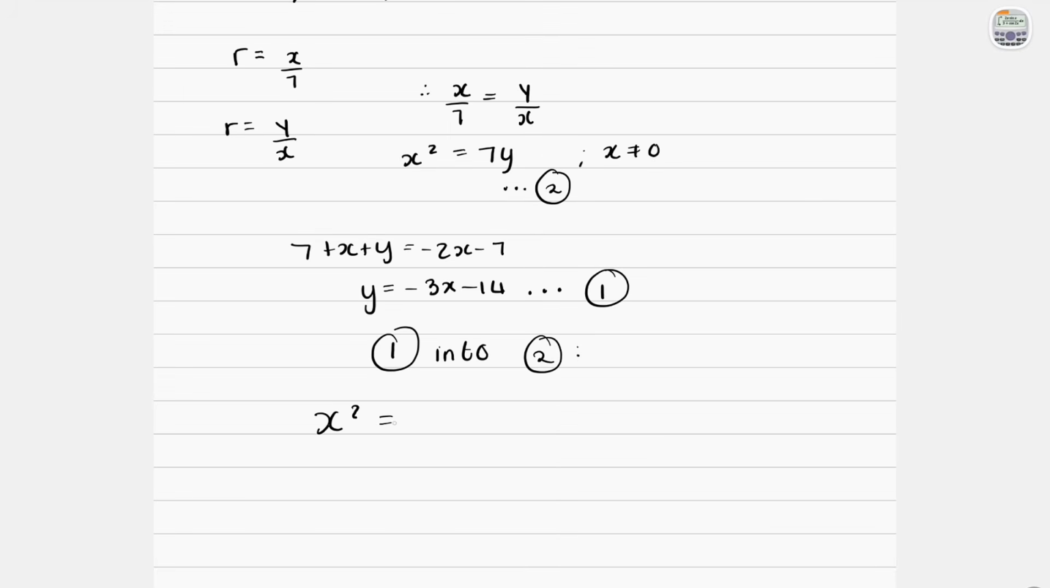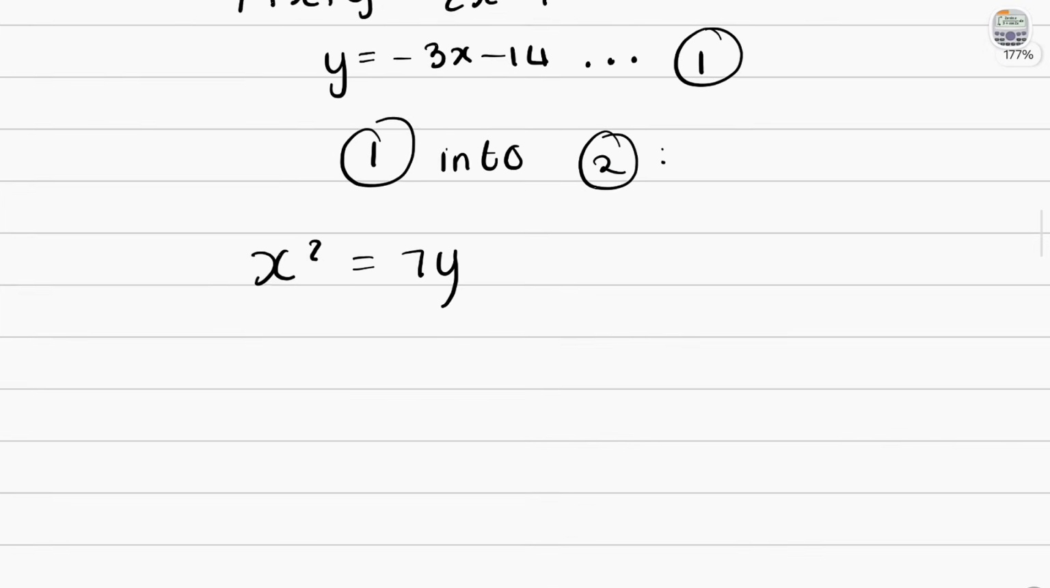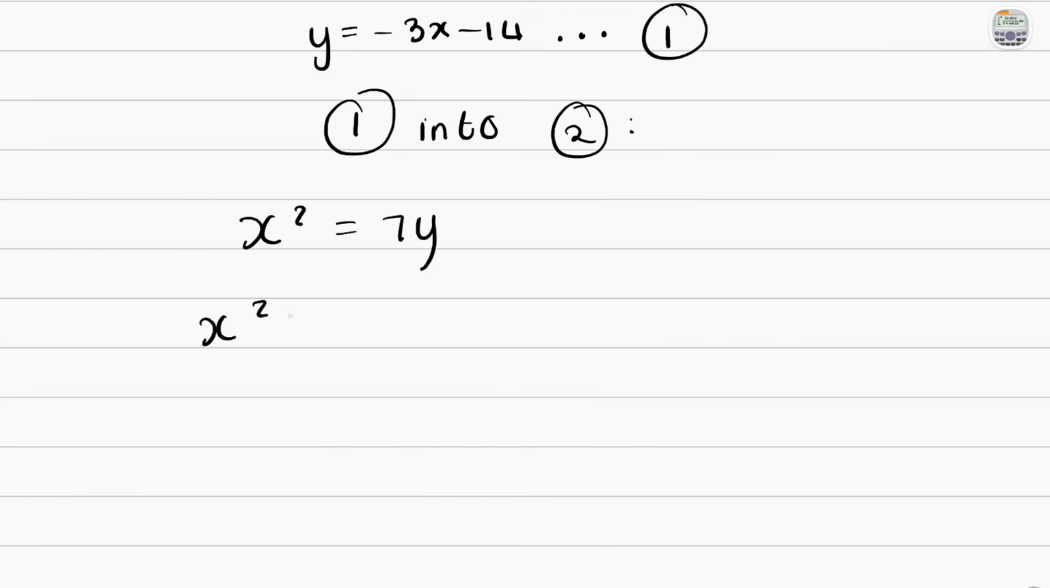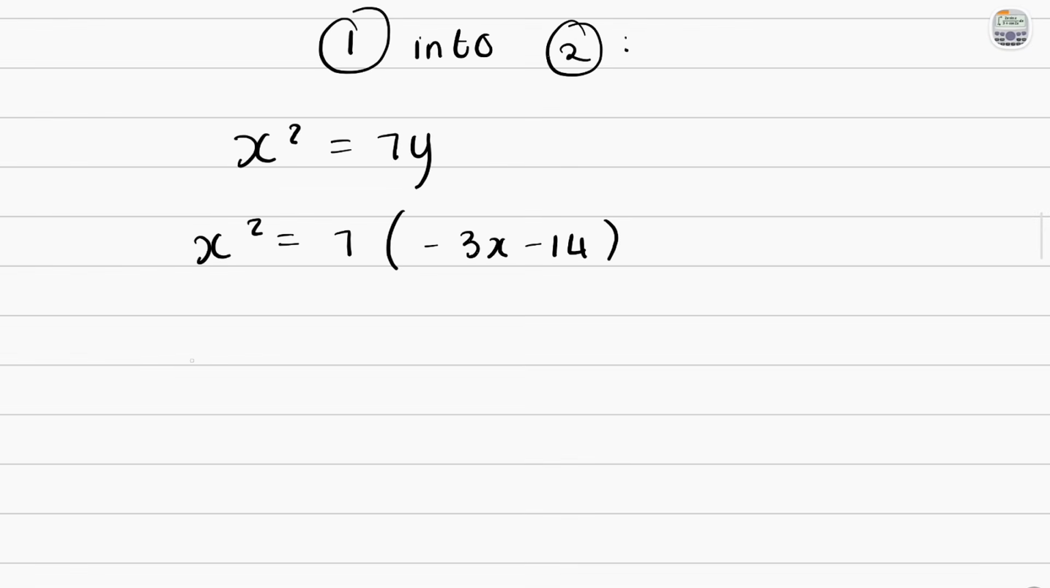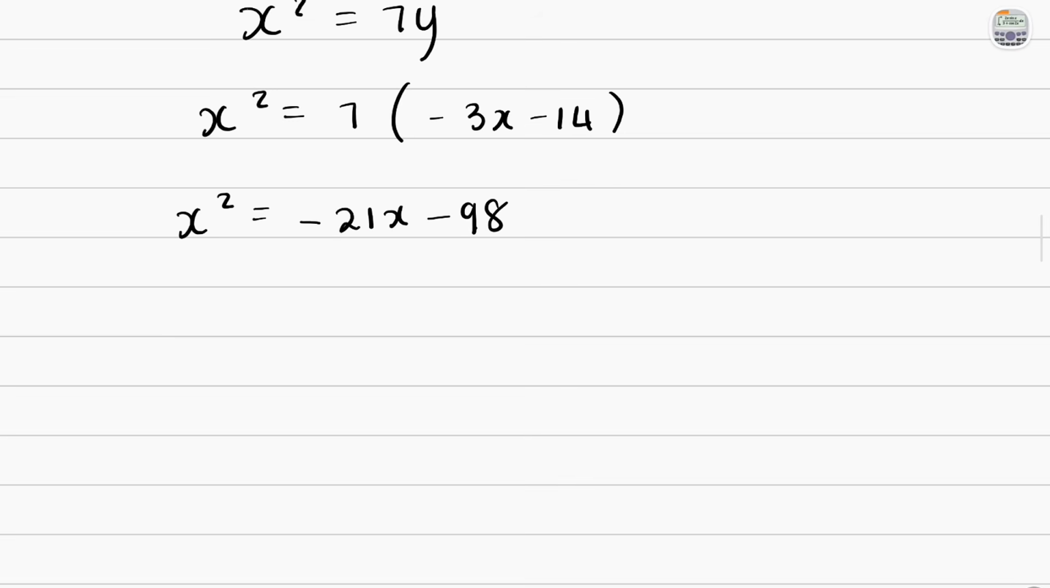So now we have x squared is equal to 7y. So that means that if we substitute, we have x squared is equal to 7 times negative 3x minus 14. And so x squared is equal to, that will give us negative 21x. And then what's 14 times 7? That gives us, okay, 28. And then 7 times 9, okay, so 98. Negative 98. And this is a trinomial. So x squared, and we can transpose these, becomes positive 21x and positive 98 is equal to 0.